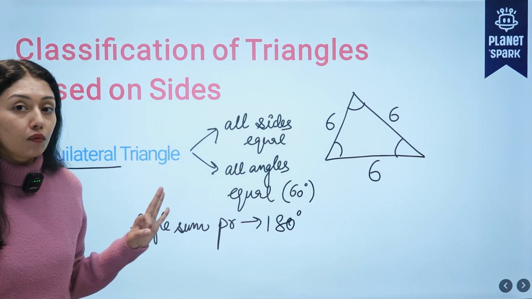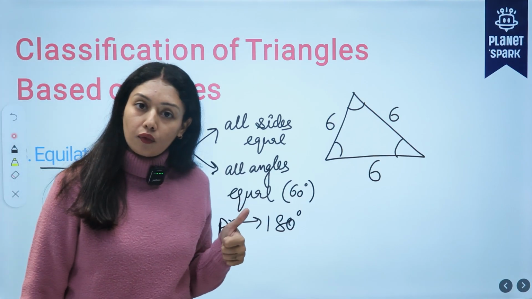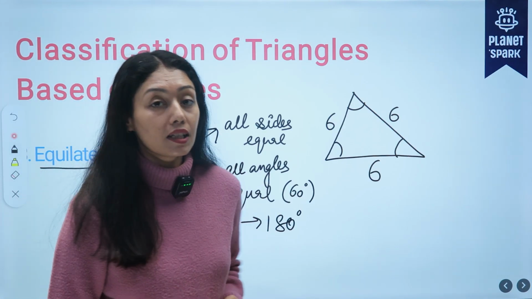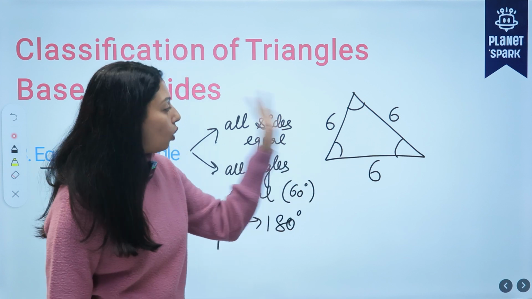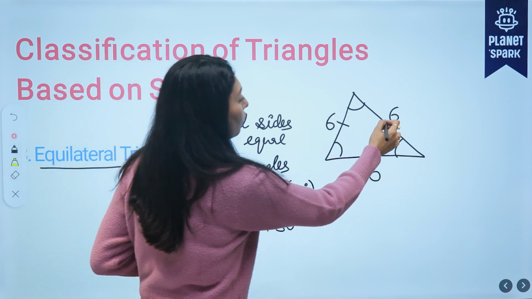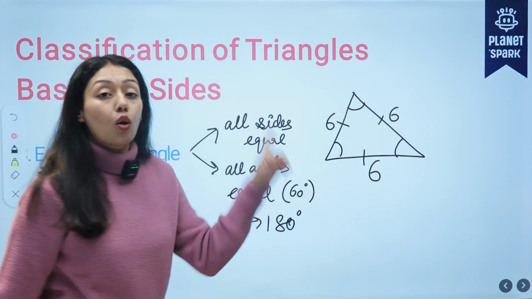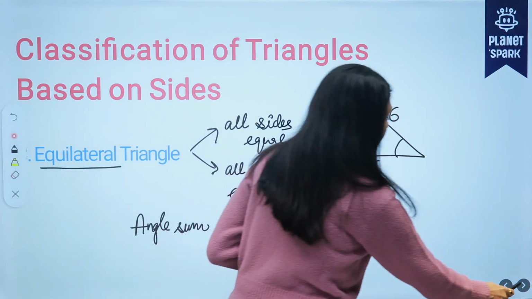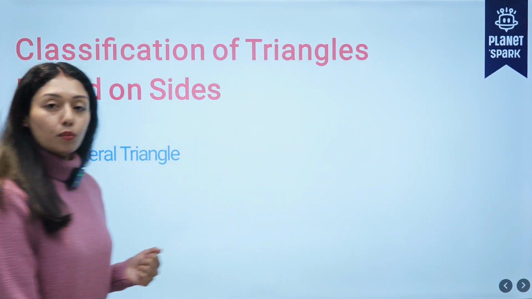So three triangles done, everyone. Scalene: all the sides different, all the angles different. Isosceles: two sides equal, two angles equal. And an equilateral triangle: all three sides equal and all three angles equal. Also, the measure of each angle is 60 degrees. Okay then everyone, now you are all ready to solve some questions.